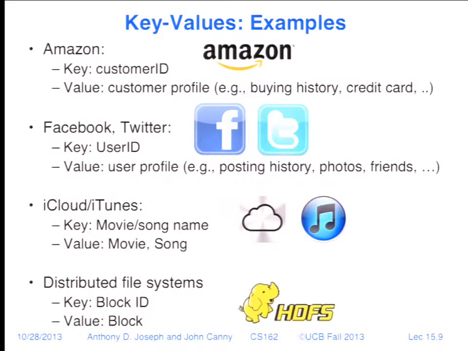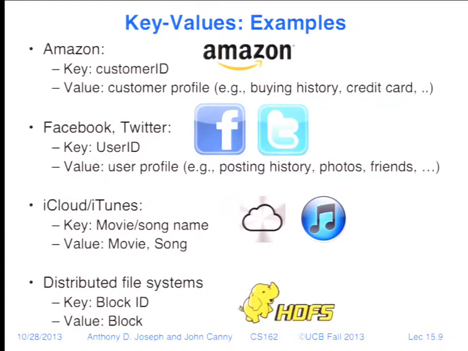And here are some examples. Here are some canonical users of large tables, all the internet companies. Amazon has very complex customer records indexed by a customer ID. And then the values comprise a long record of all of the different customer information. Facebook and Twitter use a similar thing. These are accessed by simple, unique identifiers. You can also access things like iTunes storage by song name.